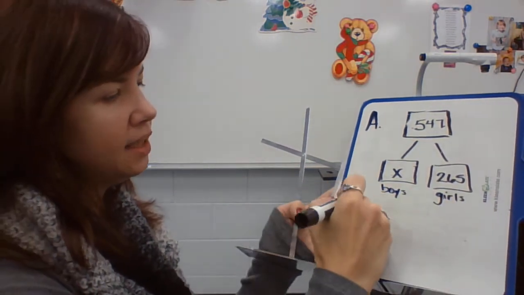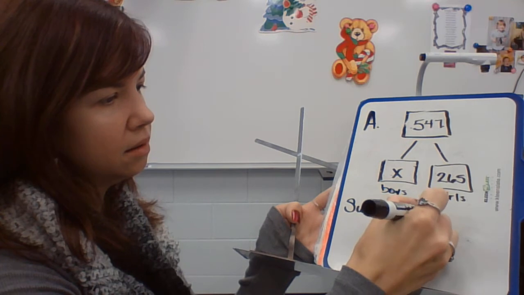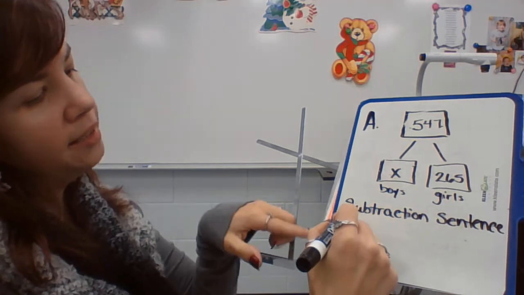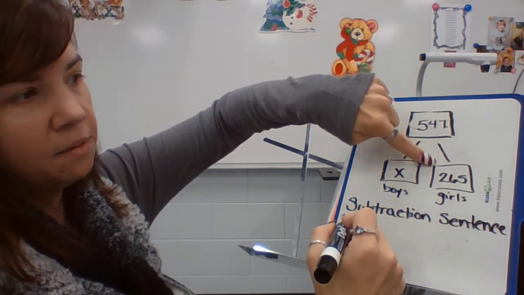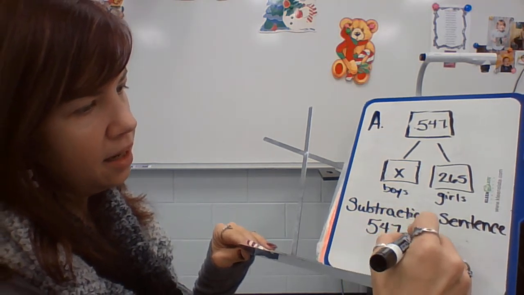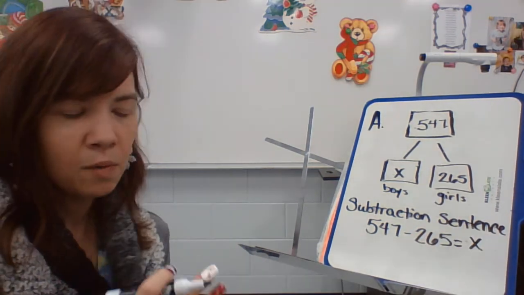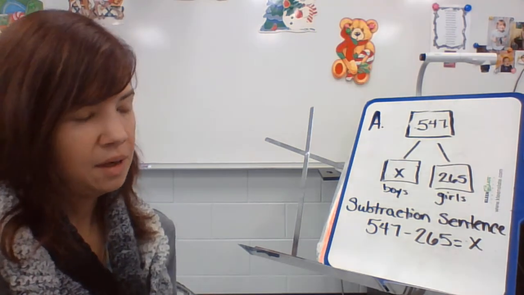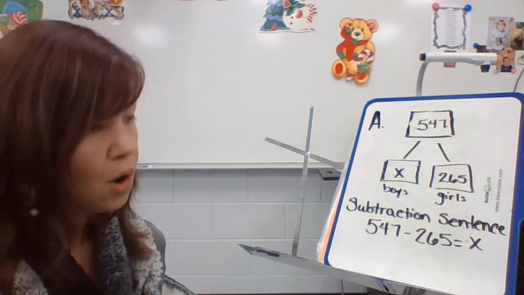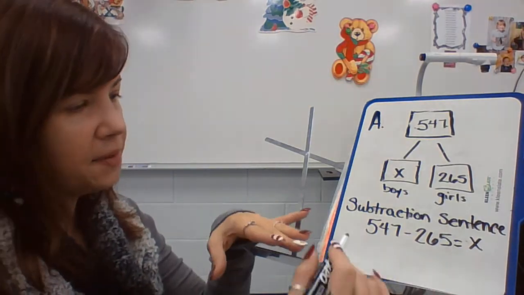So our subtraction sentence is always your whole minus the part. So we know we have 547, and we know the part to find the other part. So all we did was switch things around a little bit. Still the same numbers, still trying to solve for the same thing. We're just setting it up a slightly different way.